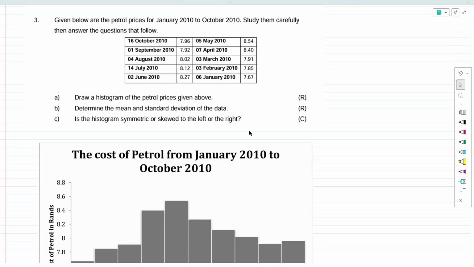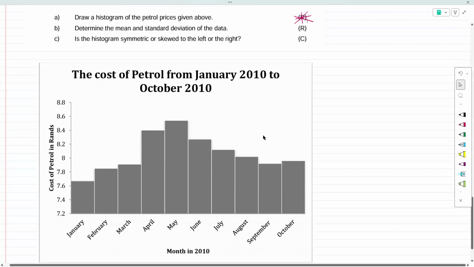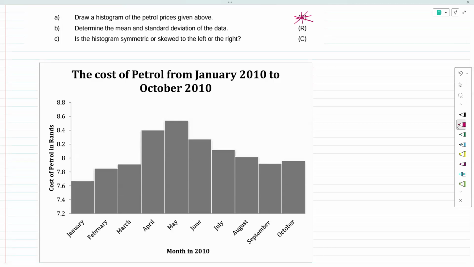Now, guys, again, the first question wants a histogram. I'm not going to draw it because it's going to waste time, and you guys are going to just be sitting and looking at me draw a histogram. So what I did is I took it from the marking guideline and put it here, and we'll work on it from here. The important part to notice is that there is always a label to the graph.